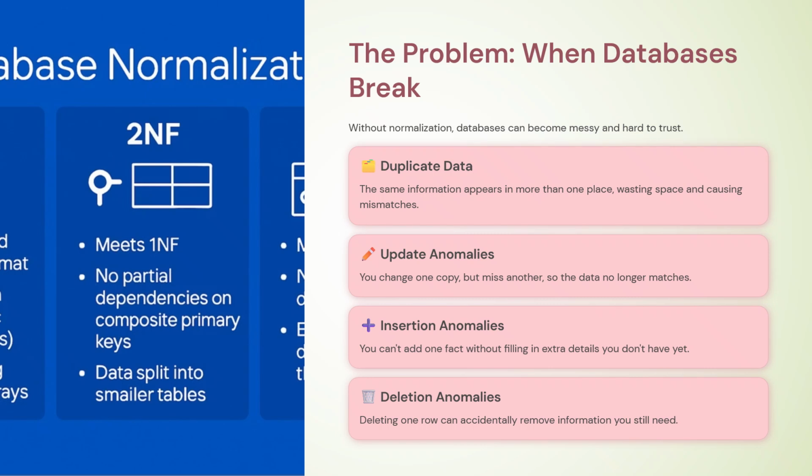Let us discuss the problem when databases break. Before understanding what normalization is, let's first examine what happens without it. Poorly designed databases create several types of anomalies. For example, data redundancy is a main problem. The same information is stored repeatedly.